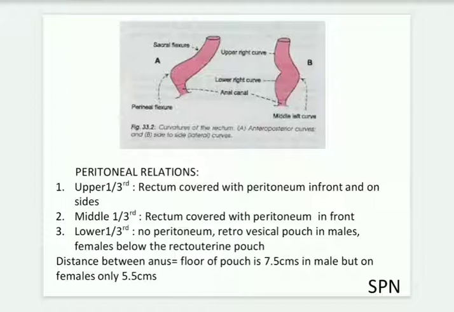The lower one third can be dilated to form the ampulla, and it is devoid of peritoneum. It lies below the rectovesical pouch in males and below the rectouterine pouch in females. The distance between the anus and the floor of the pouch is 7.5 centimeters in males, but in females only 5.5 centimeters. This is the reason why females get more infections than males.